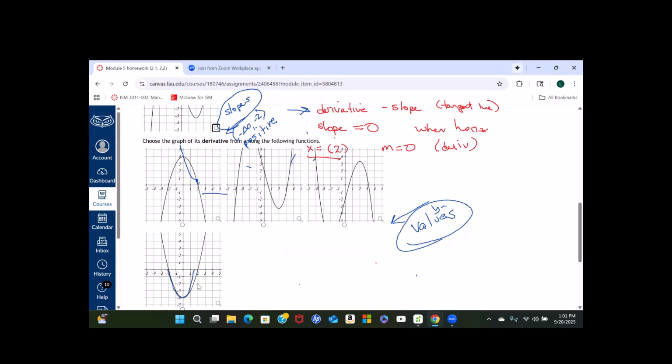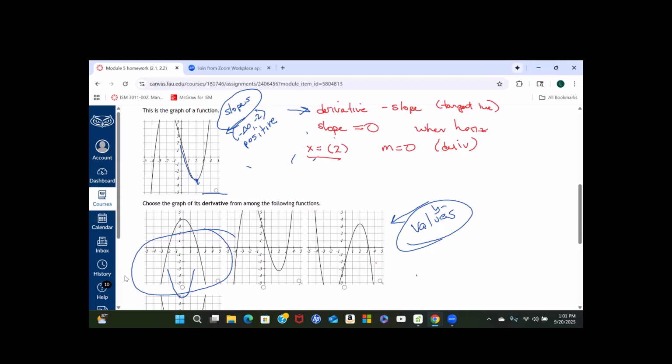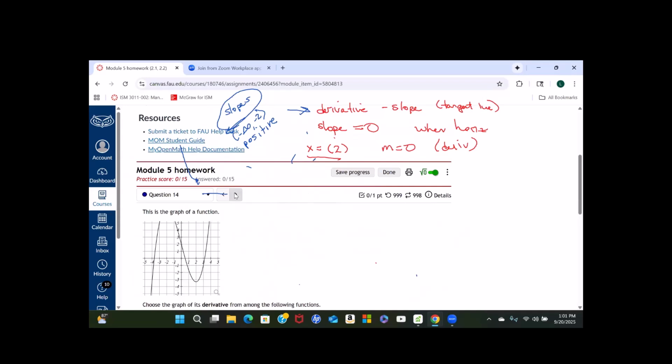This is definitely the graph. That graph is the derivative of that graph. We just looked at the zeros, the positive slopes, and the negative slopes and matched them. Can we do 15, the next one? You can. I'll watch you.